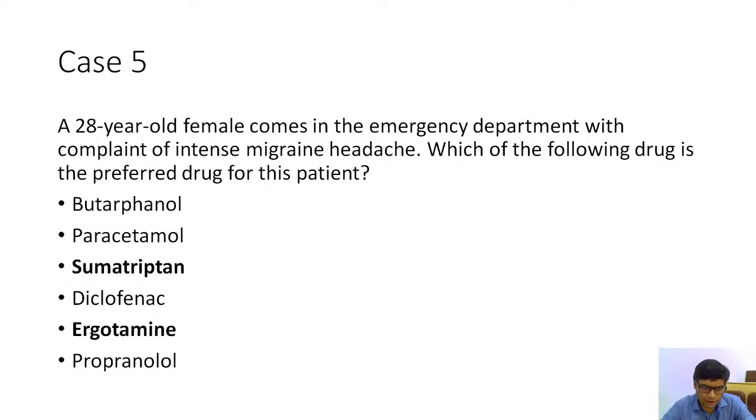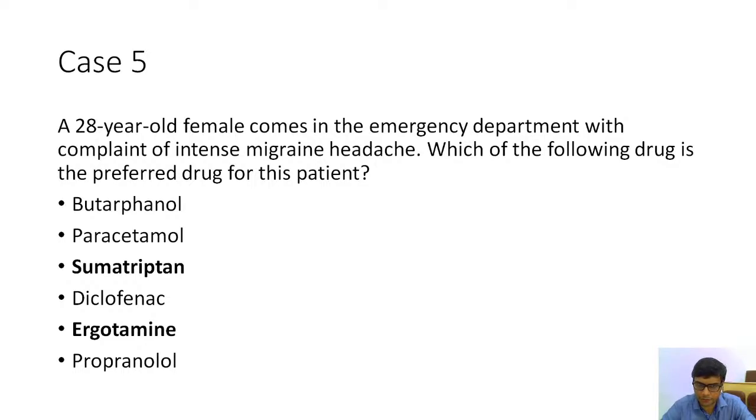So from the drugs given, butorphanol, paracetamol, sumatriptan, diclofenac, ergotamine, all these 5 drugs can be given for acute migraine headache. Propranolol cannot be given because it is used for prophylaxis of migraine headache. So we have to choose among the top 5 drugs, right? Among butorphanol, paracetamol, sumatriptan, diclofenac and ergotamine.